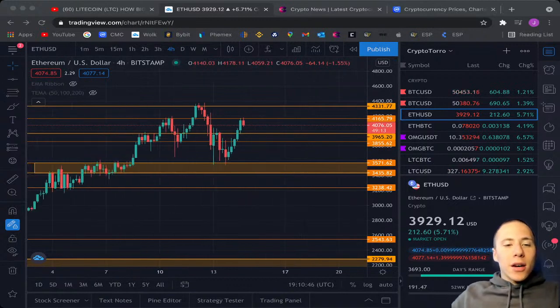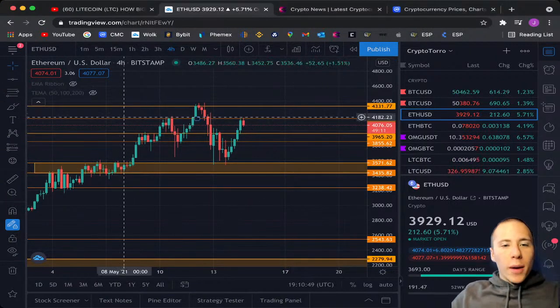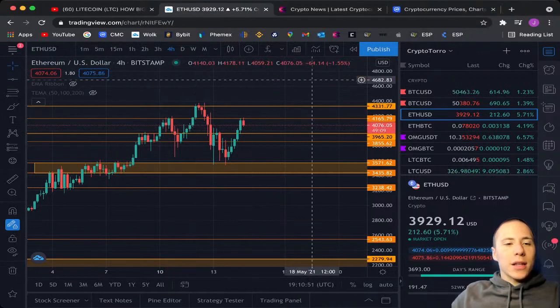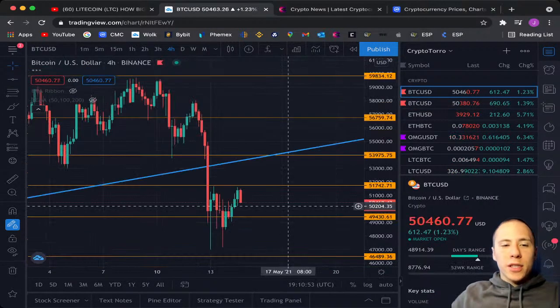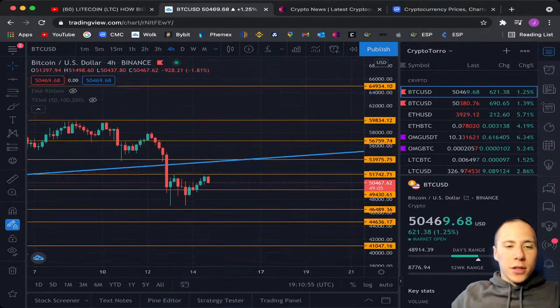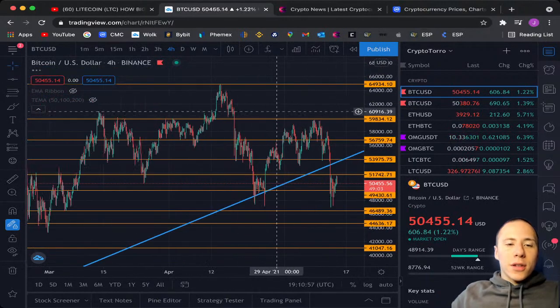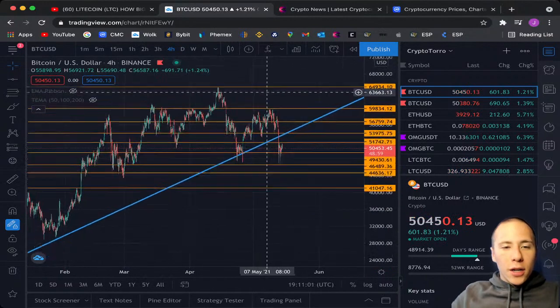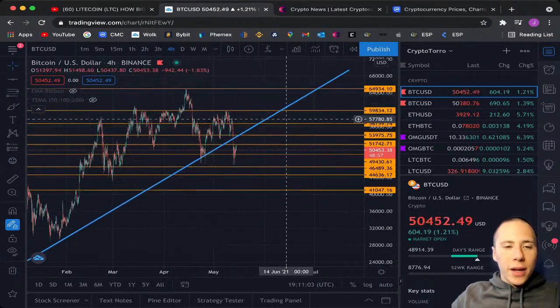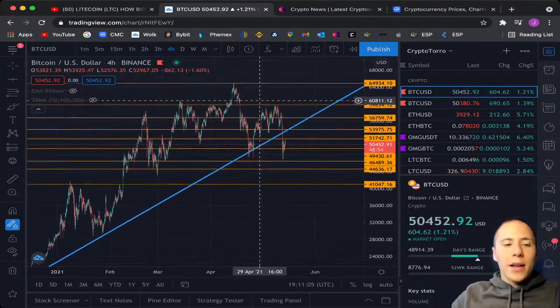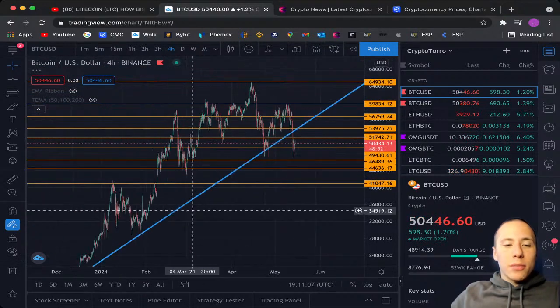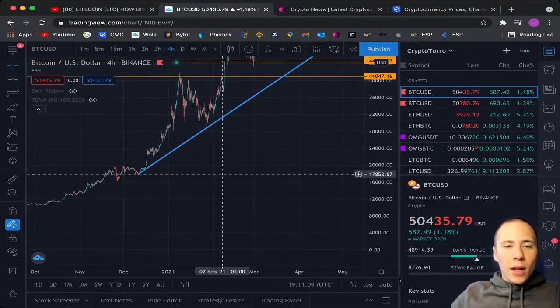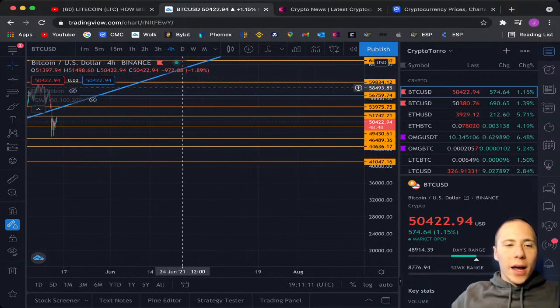As you can see, what I'm looking at currently is the Ethereum chart, and that's why I'm going to switch over to the Bitcoin chart to show you guys how the current phase is on the Bitcoin chart. And as you can see, I have drawn a trend line from the beginning of this bull market towards the moment we are at right now.